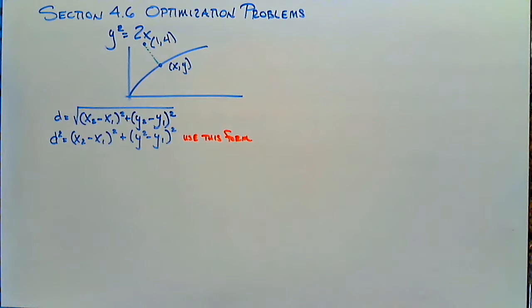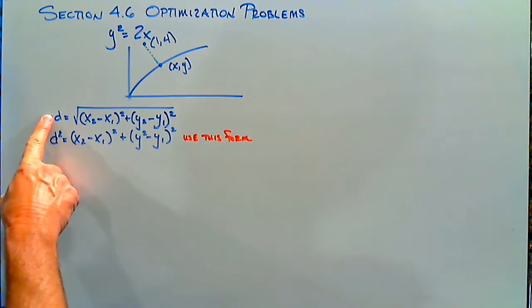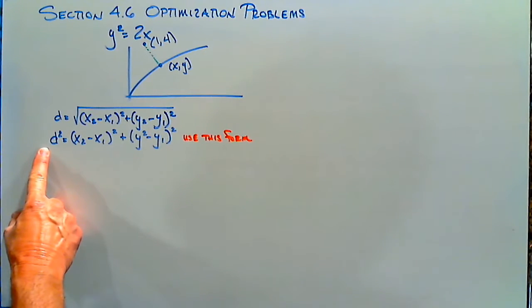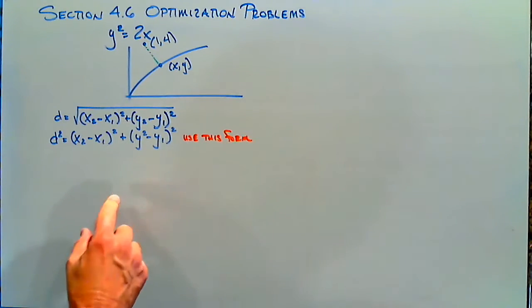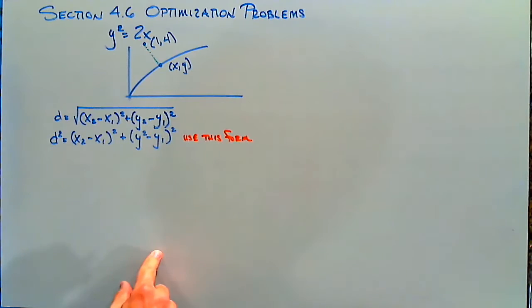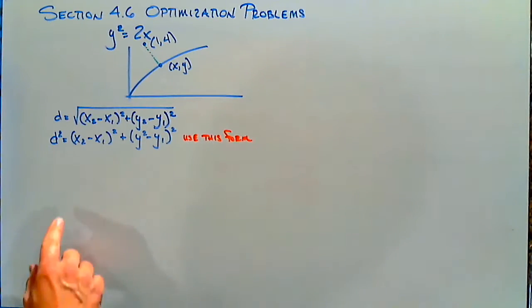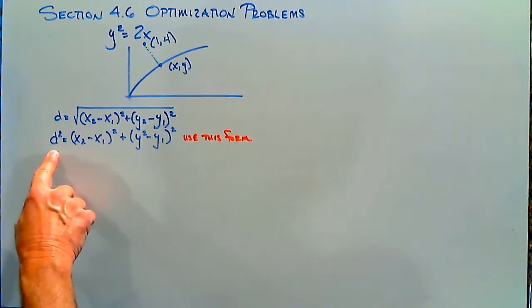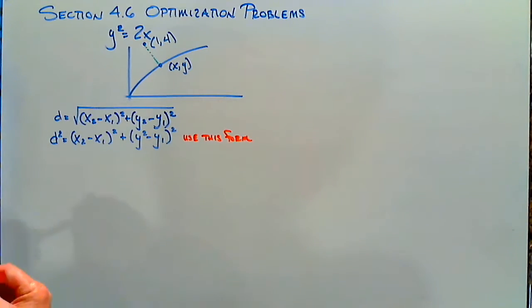And what is our thinking behind that? Well, first, there's no square root. But second, the smallest distance is also going to be the smallest distance squared. If the distance between point A and point B is 10, and the distance between point C and point B is 12, 10 squared is smaller than 12 squared. So if I find the distance squared and make that the smallest, whatever I get for my answer there is going to be the smallest distance itself.